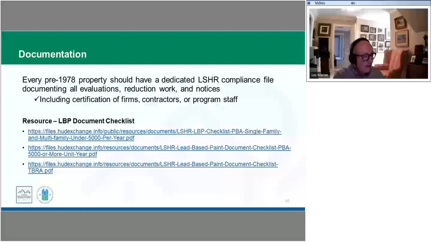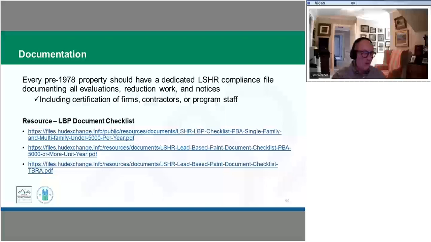So as far as documentation on this, we talked about right at the start that our target is assisted housing units that are pre-1978. So I think first off, we need to be able to identify for our assisted units, are they exempt because they are 1978 or recent, or are they pre-1978 units that are going to trigger the lead safe housing rule?